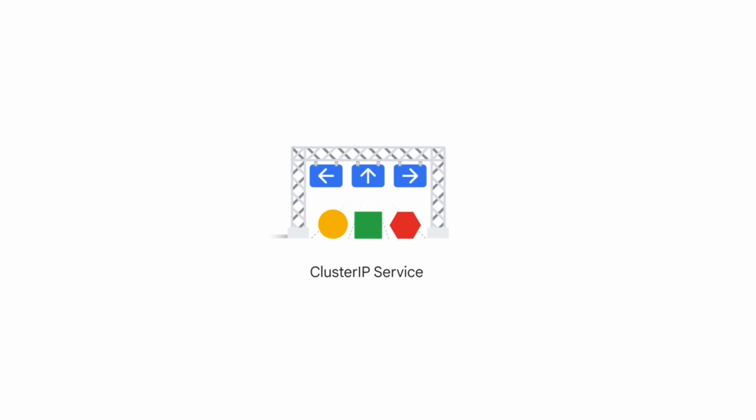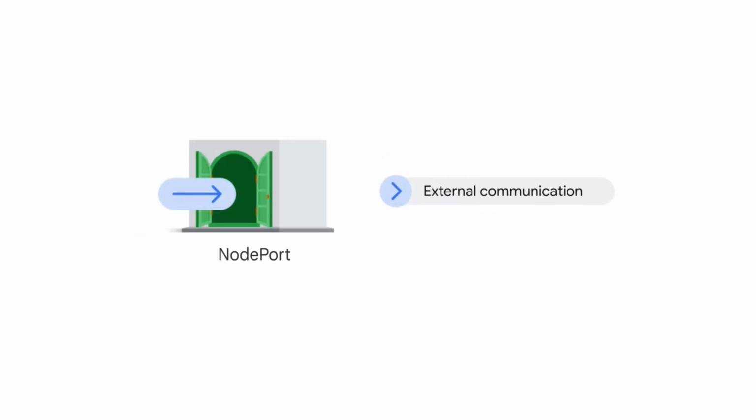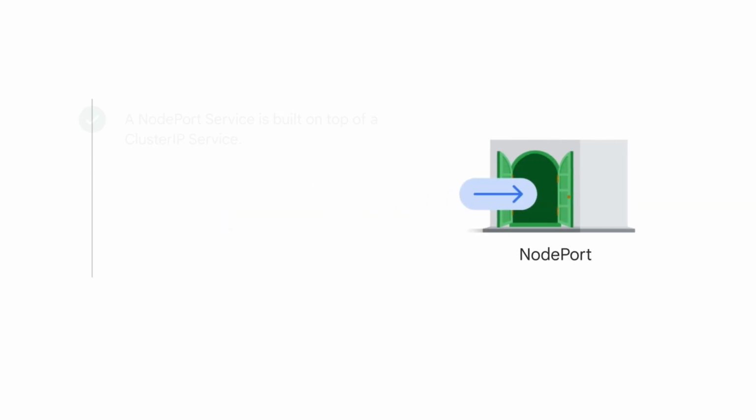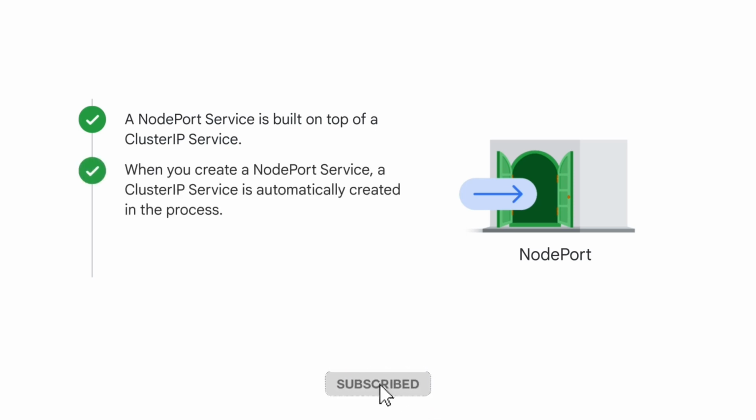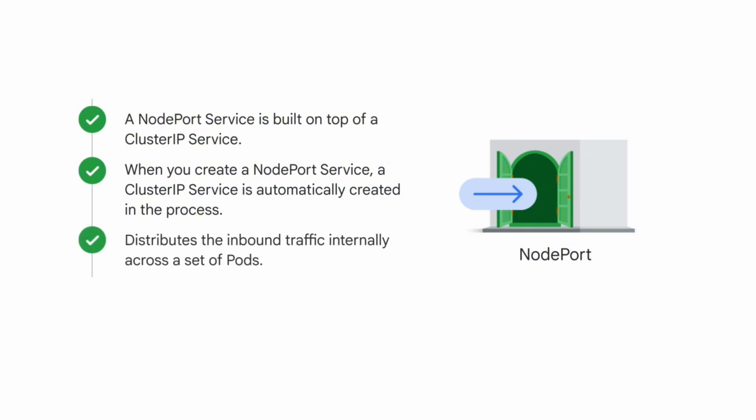Alright, so we've established that the cluster IP service is useful for internal communication within a cluster, but what about the external communication? This is where we look at the node port service. A node port service is built on top of a cluster IP service. This means that when you create a node port service, a cluster IP service is automatically created in the process to distribute the inbound traffic internally across a set of pods.